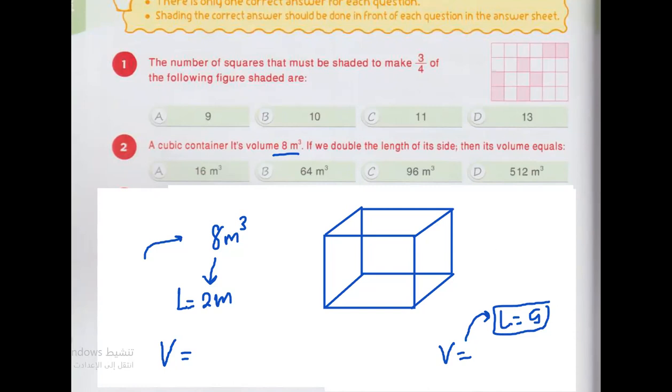Does anybody have any idea how to find the volume of a cube? The volume of the cube is L cubed. You repeat it 3 times. You multiply the length 3 times to find the volume of the cube. Then we write here 5 cubed, you repeat it 3 times. 5 times 5 times 5 equals what? 125. This is the volume of a cube.